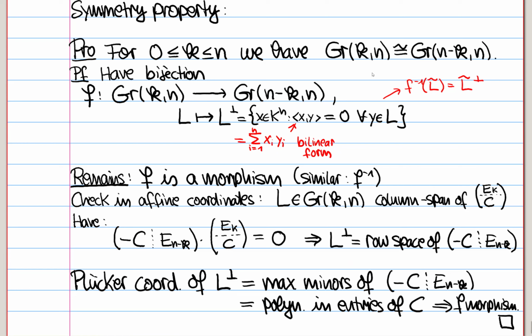So you have this kind of nice symmetry property. And sometimes, if you want to prove something about one Grassmannian, it can be nice to switch this dimension here to something which then has a nicer geometric interpretation. Okay, that is everything that we want to say about the Grassmannians.